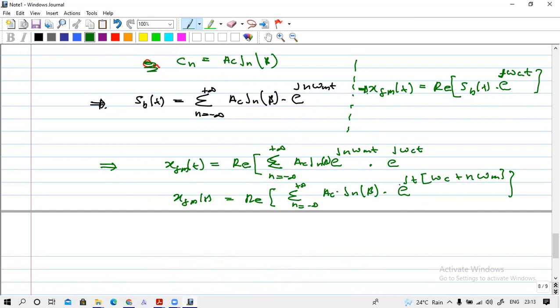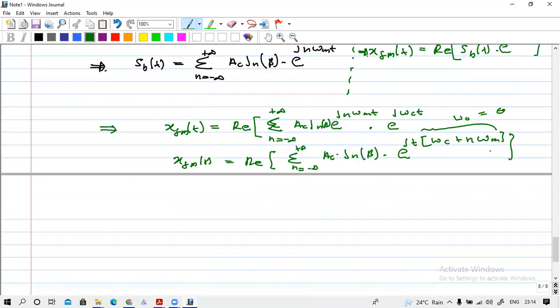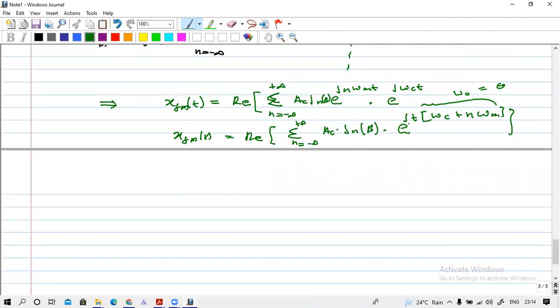You can see that this is simply, we can say ω_0, and jω_0 t we can write as jθ. So it is the real part of e^{jθ}. What is the real part of e^{jθ}? That is cos θ. So I can write my modulated signal using the Euler formula. You know that the real part of e^{jθ} is equal to cos θ.